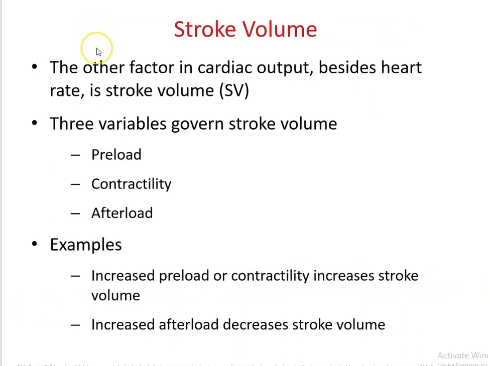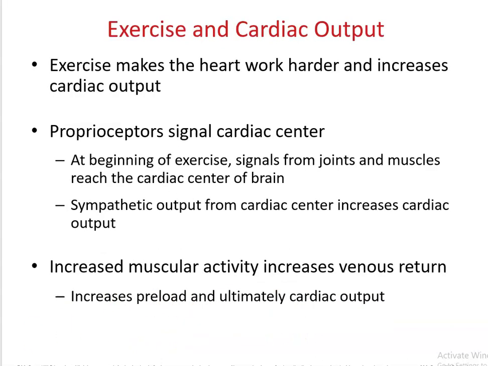In addition to monitoring the heart rate, stroke volume is another factor that needs to be monitored. There are 3 variables that govern the stroke volume: preload, contractility, and afterload. If the preload or contractility increases, then an increase of stroke volume will be observed. Increased afterload will decrease the stroke volume. Exercise can make the heart work harder and increases the cardiac output.